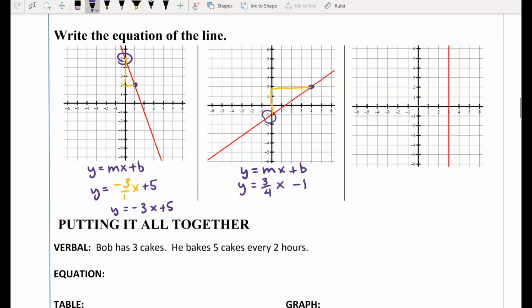Again, we have a vertical line over here. I can see that x is equal to 3. Where does it touch the x-axis? Right there. So x is always 3.